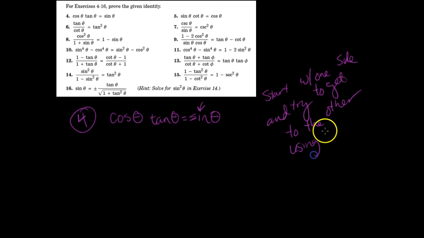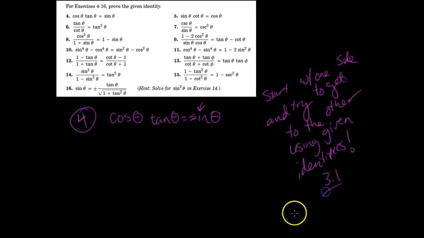Using given identities, the ones that we've already discussed. Identities. Okay, and that's in 3.1. So you can use any of those identities. Remember, I might ask you later to derive them from the Pythagorean theorem, some of those. I will expect you guys to know those identities.